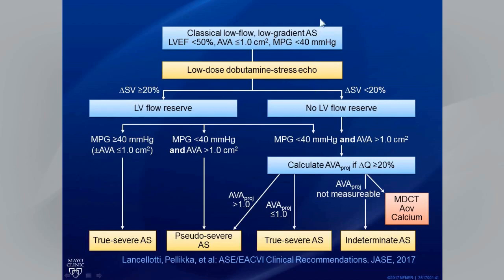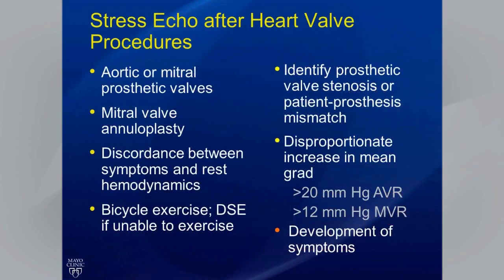Stress echo can also be used to evaluate the patient who has had a heart valve procedure. This has been applied to patients who have an aortic or mitral prosthetic valves, mitral valve annuloplasty, and can be useful when there's a discordance between symptoms and resting hemodynamics. In these patients, we usually use bicycle exercise, but dobutamine is sometimes used if the patient is unable to exercise.